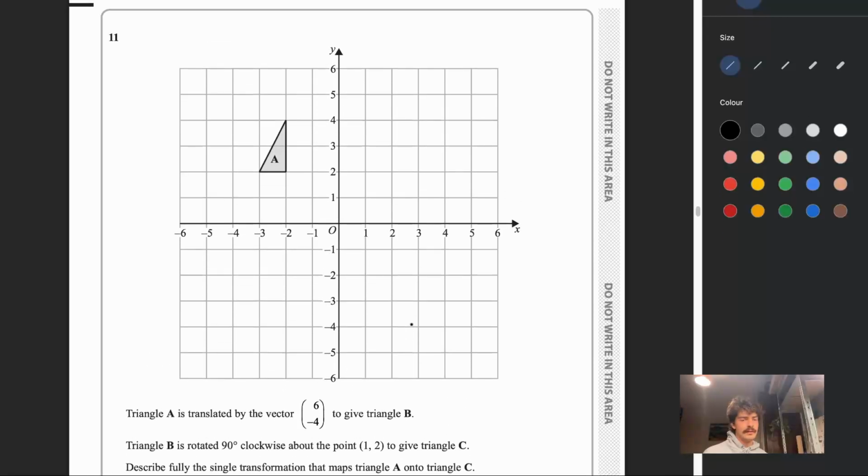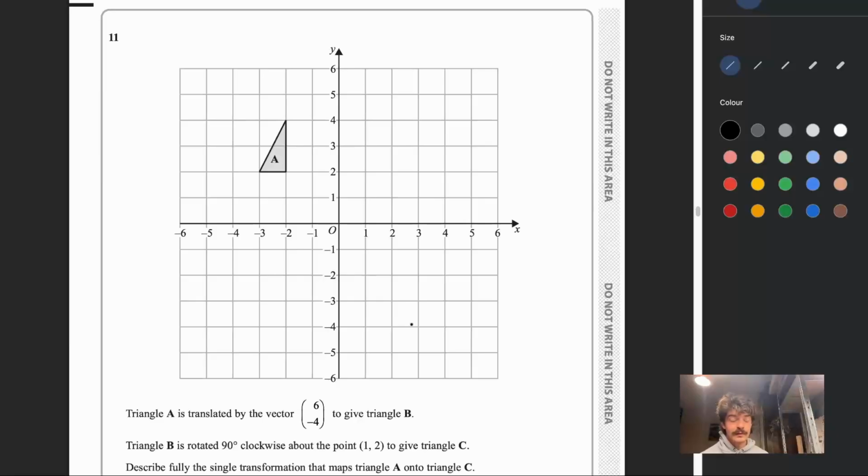On to question 11 now. Triangle A is translated by a vector, 6 minus 4, to give triangle B. Triangle B is then rotated 90 degrees clockwise about the point 1, 2 to give triangle C. Describe fully the single transformation that maps A onto triangle C. Okay. So, let's figure out where our translation takes us.